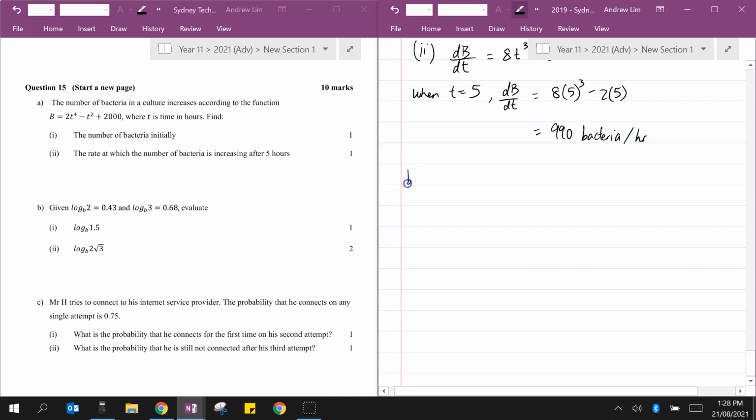Okay, part B. Part 1. Given that log base b of 2 is equal to 0.43 and log base b of 3 is equal to 0.68, evaluate log base b of 1.5. Now log base b of 1.5 is technically log base b of 3 over 2. We can use our log laws to separate them. Log base b of 3 minus log base b of 2. Log base b of 3 is 0.68. And log base b of 2 is 0.43. So that gives me an answer of 0.25.